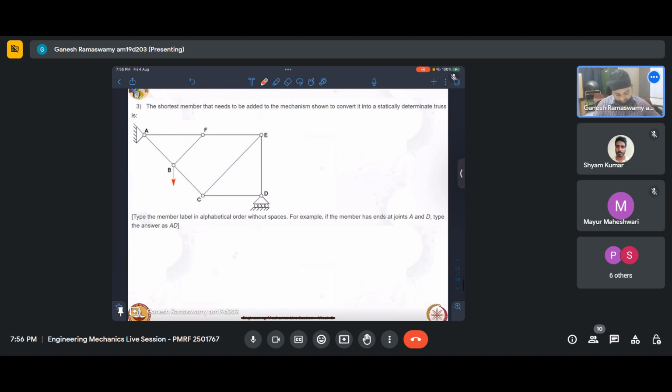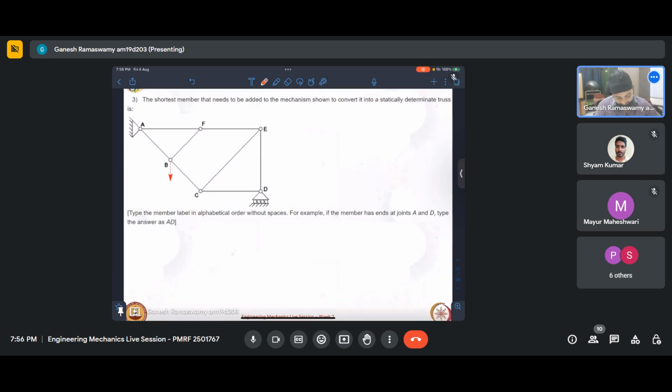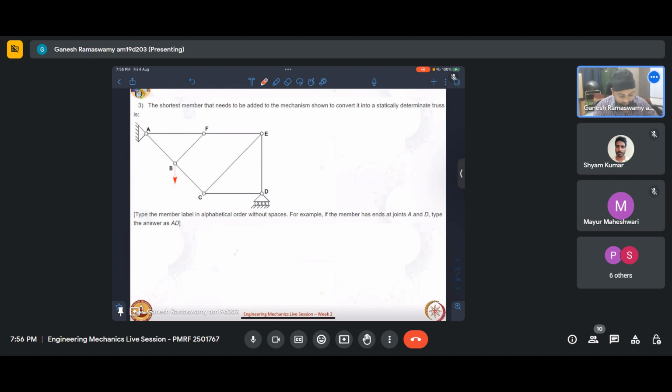Okay, let us look at one more question here. The shortest member that needs to be added to the mechanism. Mechanism is another word for a statically unstable structure. So when it serves some purpose, we call it a mechanism. In the analysis of truss, since we don't want any movement, we would deem this type of arrangement to be statically unstable. So here M plus R, meaning the total number of unknown member forces plus the total number of reactions, does not satisfy 2J, but is rather less than 2J, which is what this condition is, if you see.